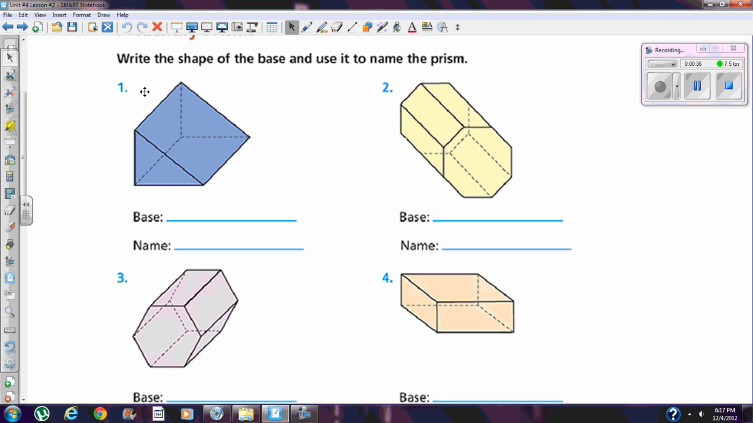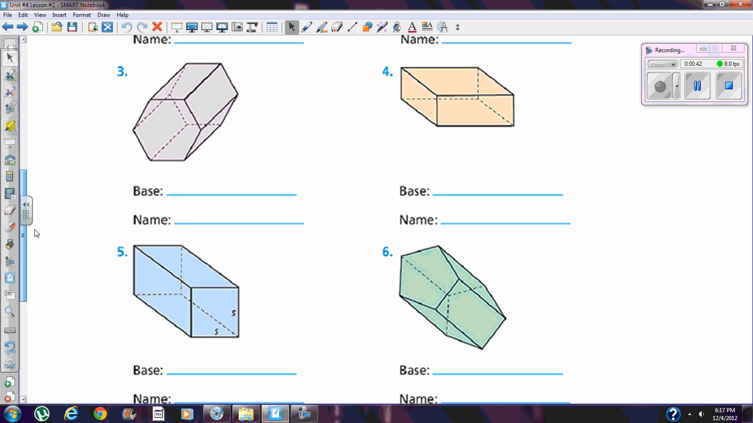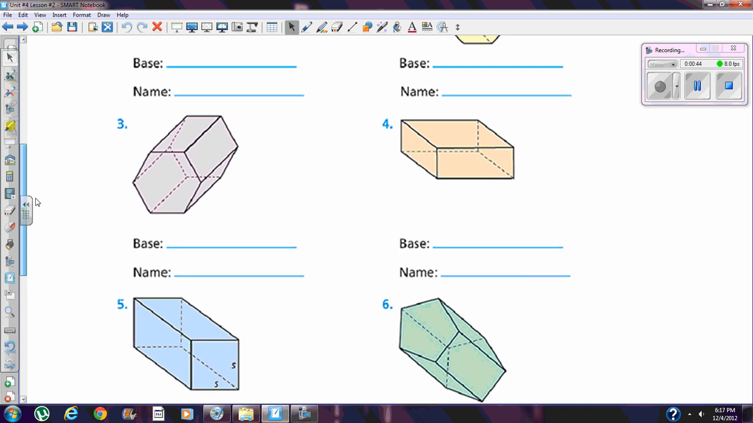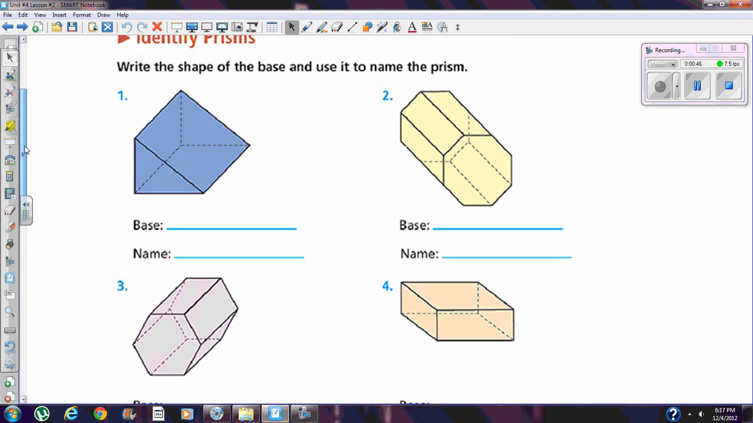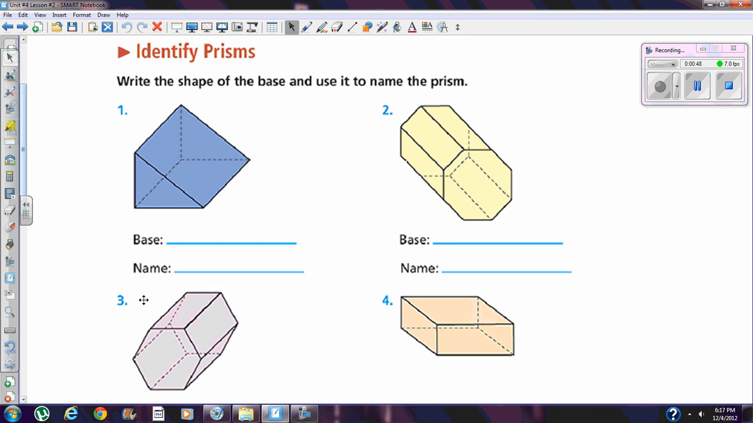So if you look at problems 1, 2, 3, and 4 here, that's where we will start. We may do 5 and 6, not sure. All right, looking at number 1, what would be the base, and then what would be the name? So if you look at right here, you have the base and the base.